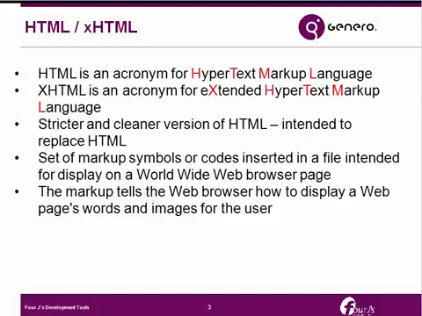HTML stands for Hypertext Markup Language, while XHTML stands for Extended Hypertext Markup Language. HTML and XHTML include a set of symbols or codes included in a text file that is intended for display in a browser page. The markup tells the web browser how to display the web page's words and images to the user.